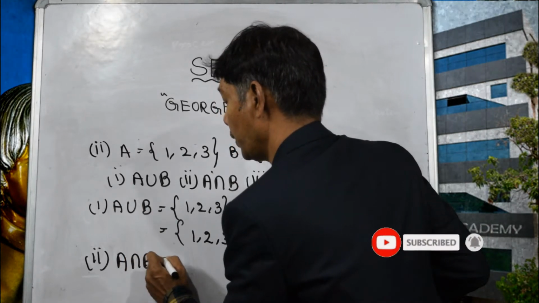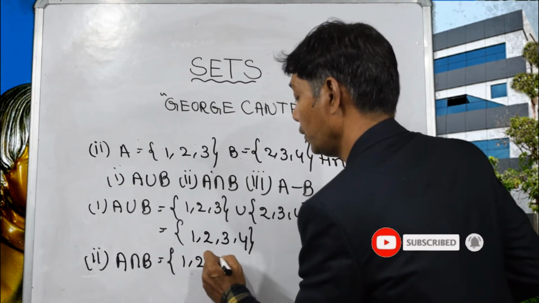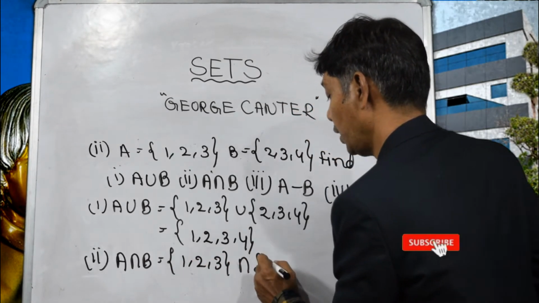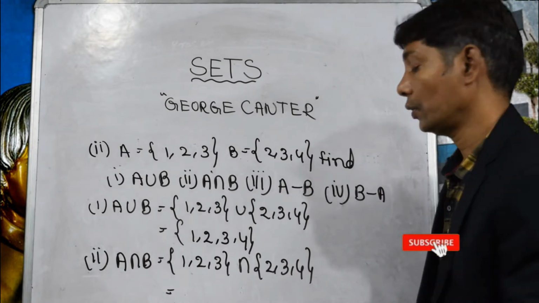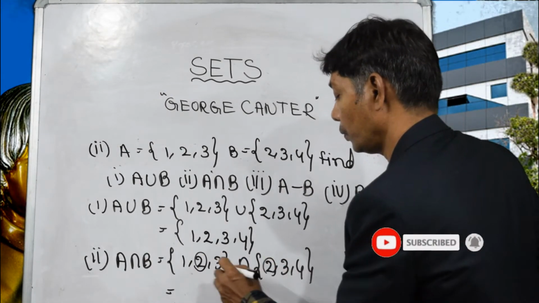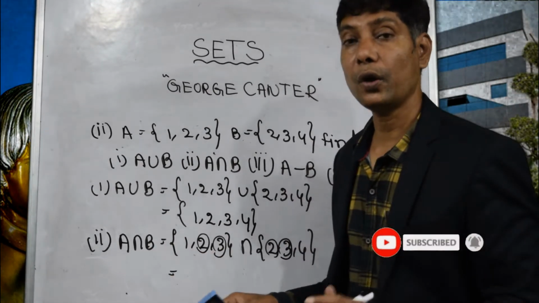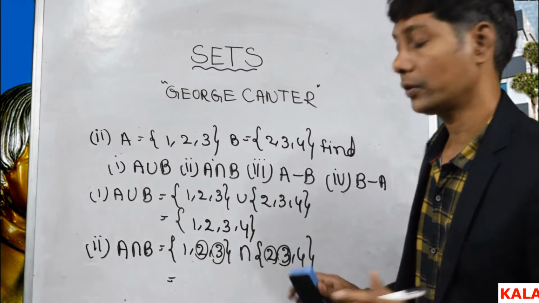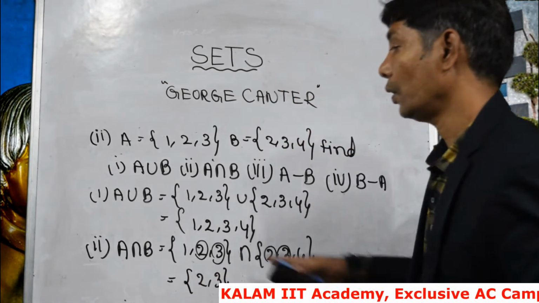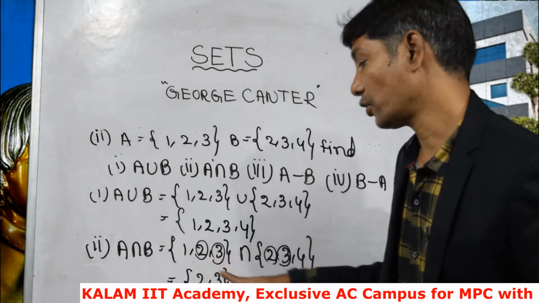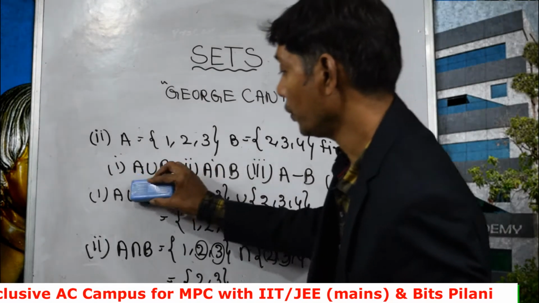See, you go for A intersection B. A intersection B means you have to take A elements 1, 2, 3, intersection B elements 2, 3, 4. Here, what are the common elements? 2 and 3. These are the common elements. A intersection B means you have to take only the common elements. Right? The answer is 2, 3. A union B means 1, 2, 3, 4. A intersection B means 2, 3. In the same way, we can calculate next, further, A minus B.